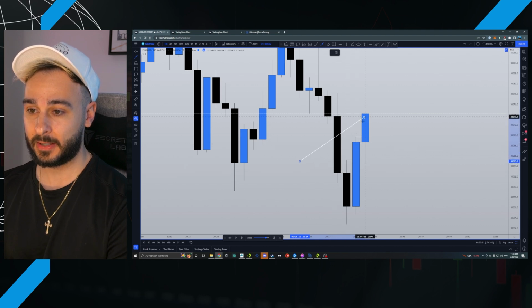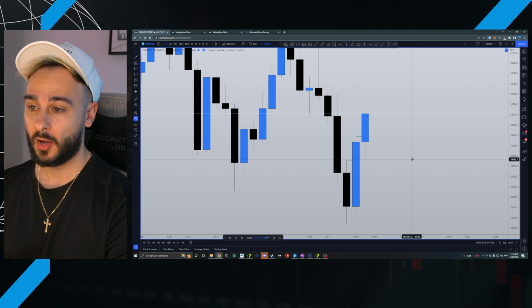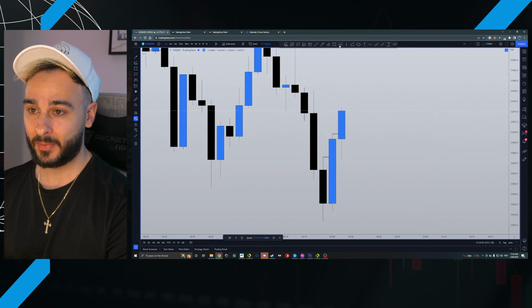And this candle's body broke above this candle's wick right here with a close. It doesn't have to be a close, it can be a wick. All right, so what I mean by that is let's go on and draw some examples.